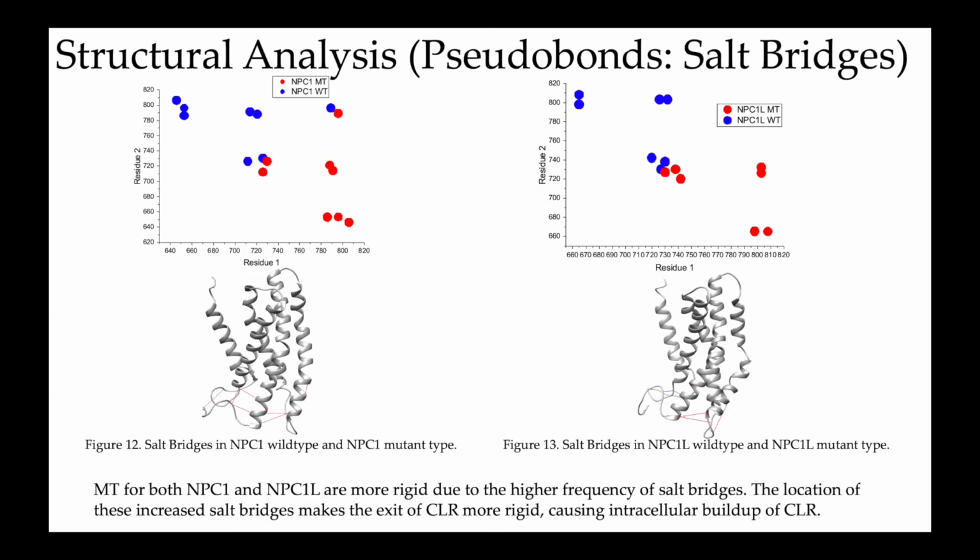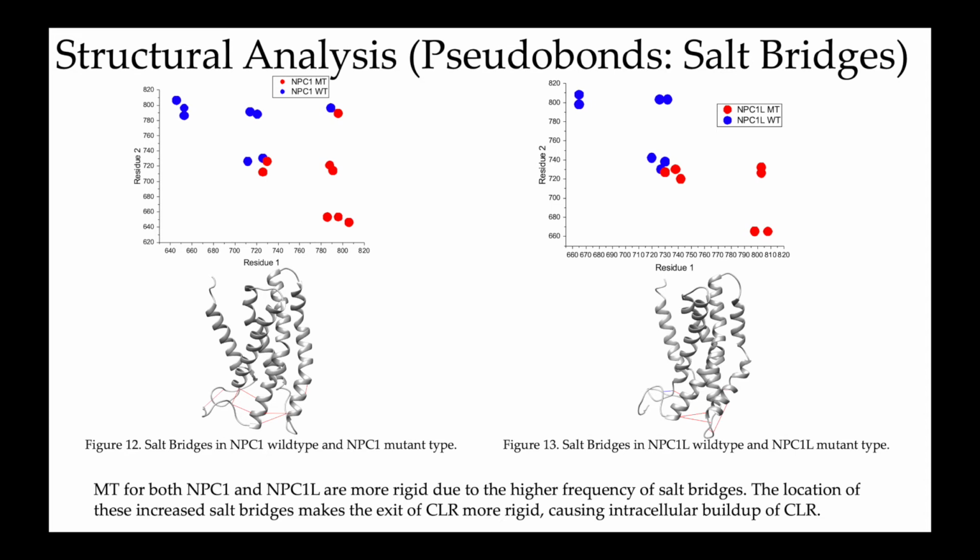So, now comparing mutant types and wild types within NPC1 and NPC1-like respectively for salt bridges, we see in Figure 12, looking at NPC1, that there are 8 increases in salt bridges once we go to the mutant type, mostly towards the bottom of the protein, showing that the exit for cholesterol is more than likely more rigid due to the higher number of salt bridges.